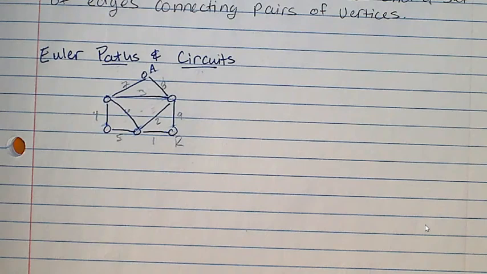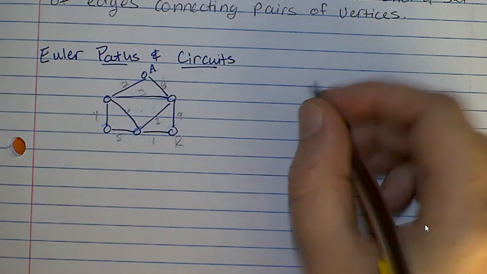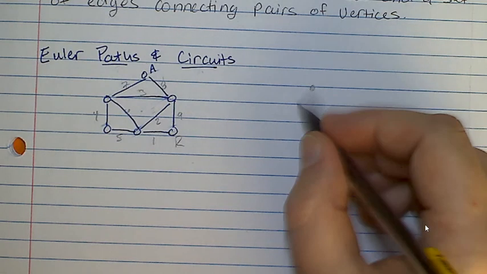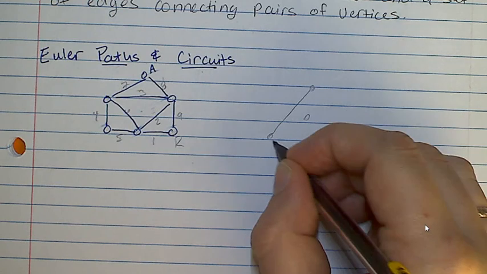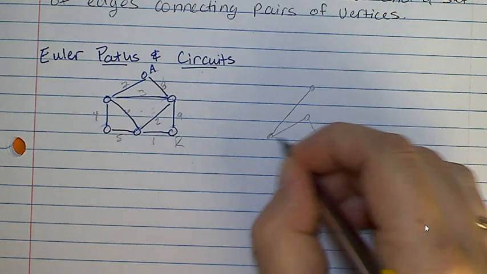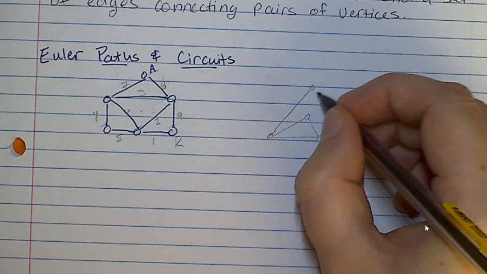Now let's take a look at another one here. Let's do one where we go from here, down to here, up to here, down to here, and then to here.